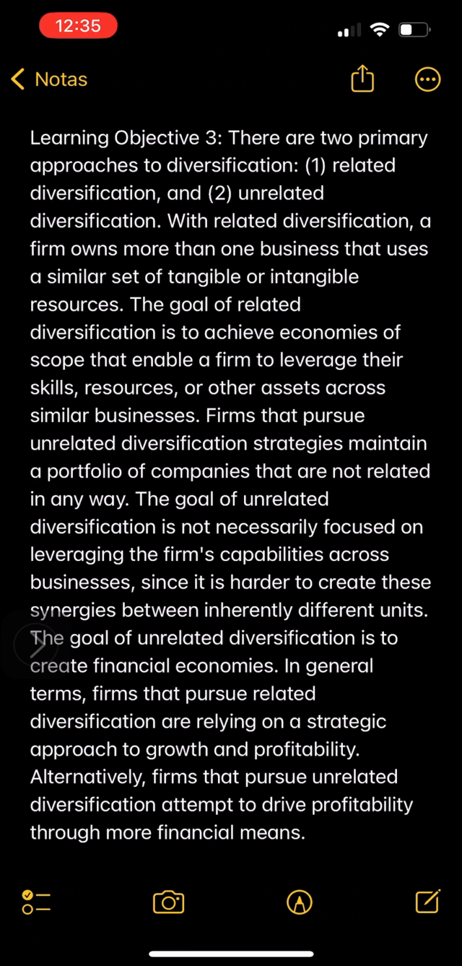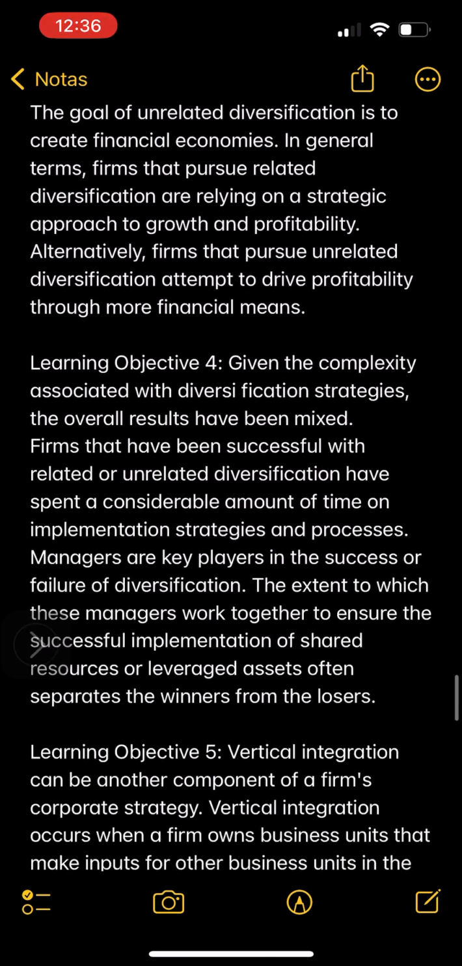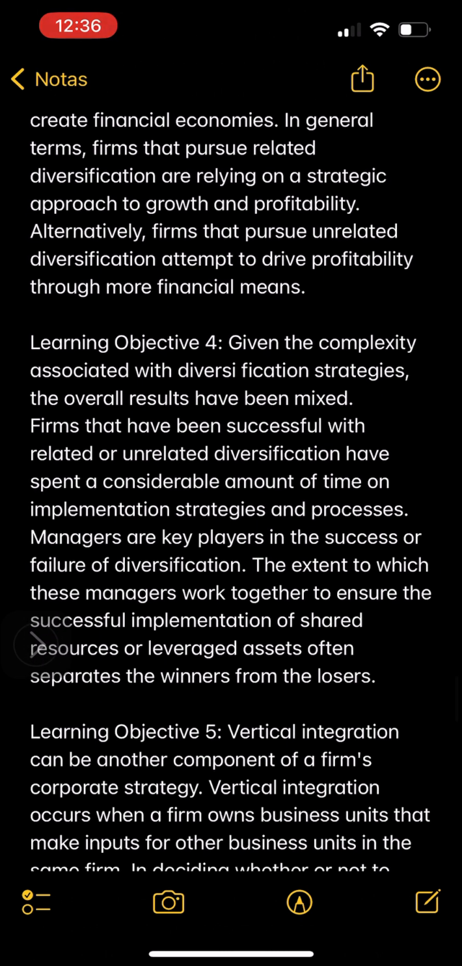Firms that pursue unrelated diversification strategies maintain a portfolio of companies that are not related in any way. The goal of unrelated diversification is not necessarily focused on leveraging the firm's capabilities across businesses, since it is harder to create these synergies between inherently different units. The goal of unrelated diversification is to create financial economies. In general terms, firms that pursue related diversification are relying on a strategic approach to growth and profitability. Alternatively, firms that pursue unrelated diversification attempt to drive profitability through more financial means.